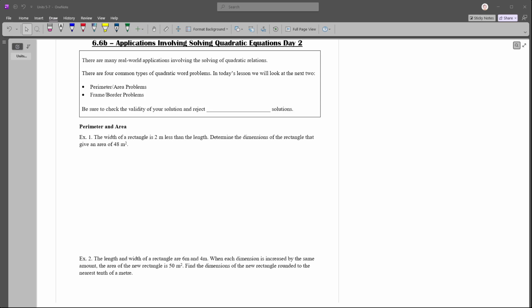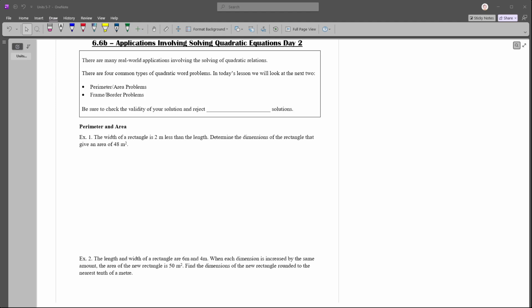So for this one, we're going to learn the last two of our four common types of quadratic word problems. In this case, we're going to talk about perimeter and area problems, which are similar to the ones that we saw in Unit 6A. But in those problems, we were always trying to find the maximum area or the maximum perimeter. In this case, that's not the situation. And then finally, we're going to talk about frame and border problems. That's a little fuzzy right now, but we'll clear it up once we get there.